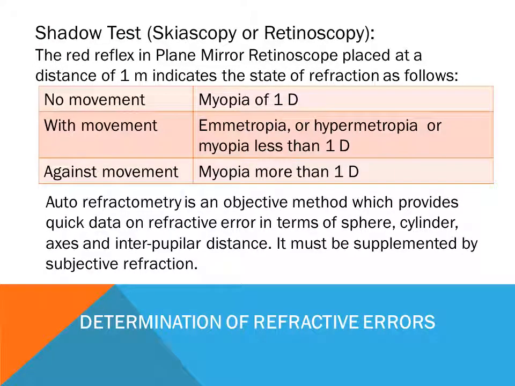Determination of refractive errors. It is done by shadow test. It is also known as skiascopy or retinoscopy. The red reflex in plane mirror retinoscope placed at a distance of 1 meter indicates the state of refraction as follows. If there is no movement, then it is myopia of 1 diopter. With movement, emmetropia or hypermetropia or myopia less than 1 diopter. Against movement, myopia more than 1 diopter.